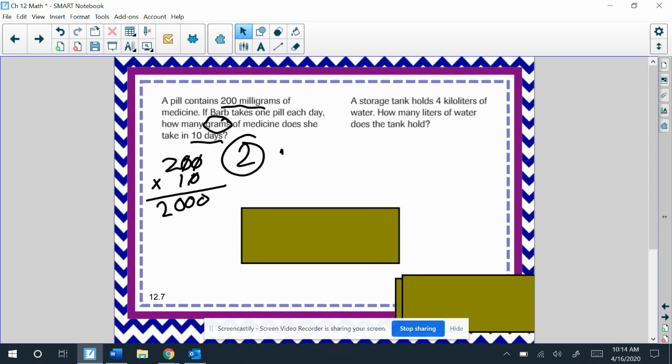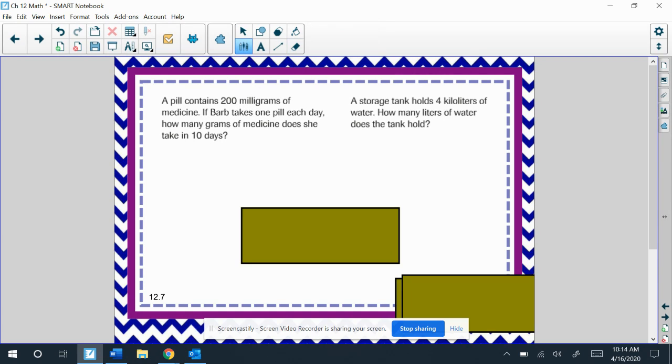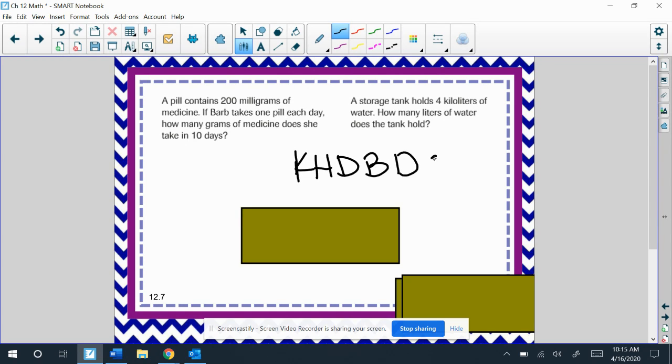A storage tank holds 4 kiloliters of water. How many liters of water does the tank hold? Give it a try. Let's see how you did. It does not look like this is a multi-step problem. So we're just going to do our saying. King Henry died by drinking chocolate milk. I'm going to put my 4 under the kilo. And I'm going all the way to liter, right here at the base. 1, 2, 3. Went down, so I'm multiplying. My answer is 4,000.